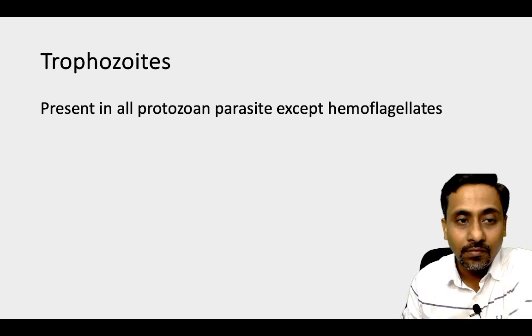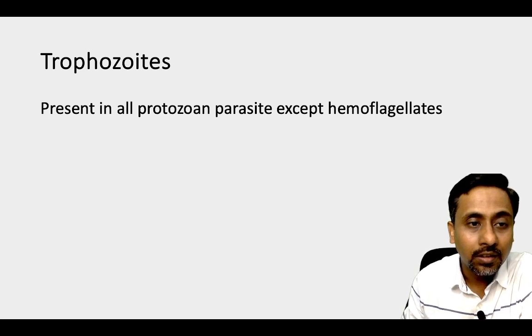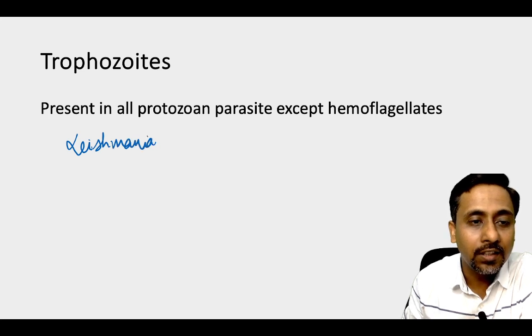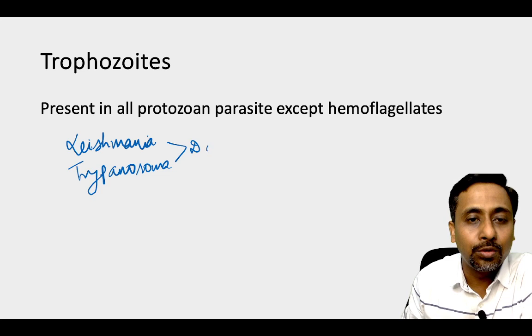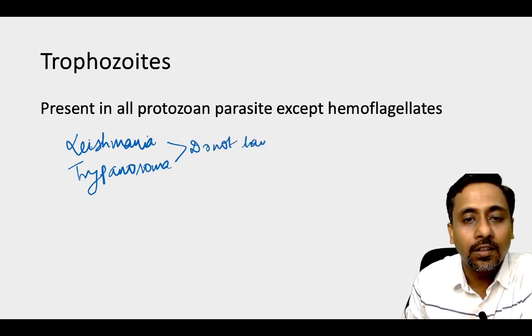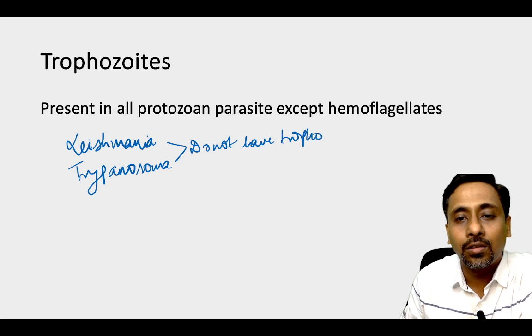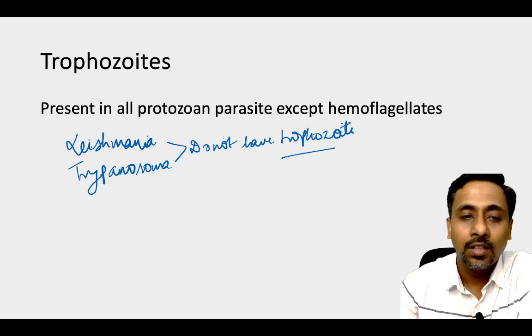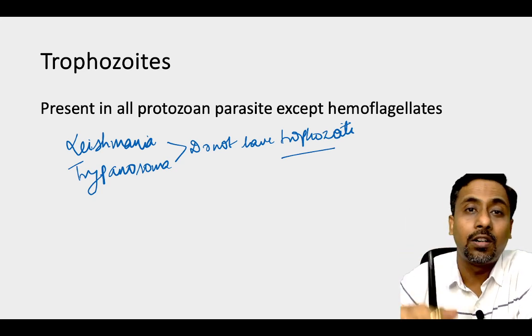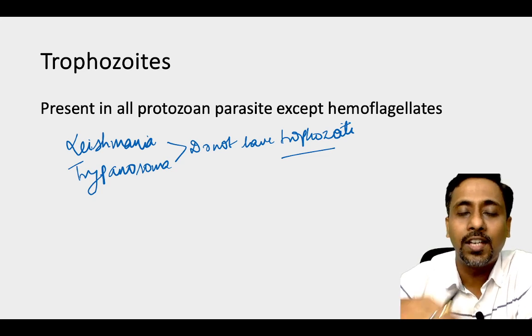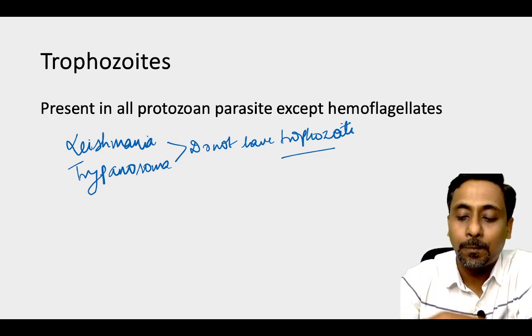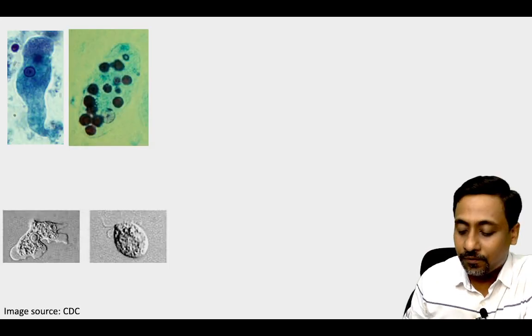Leishmania and trypanosoma, both of them do not have a trophozoite form in the life cycle. Okay. So let's see one by one the trophozoite of various protozoan parasites, how they look. I will tell you the characteristic features and how to identify them. So let's see the first image.